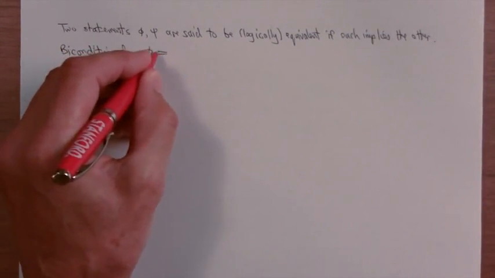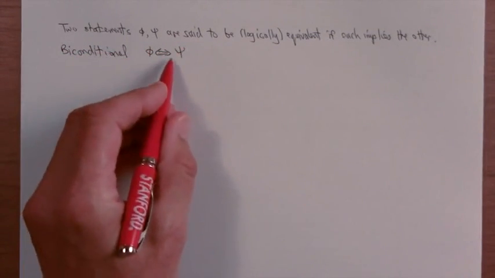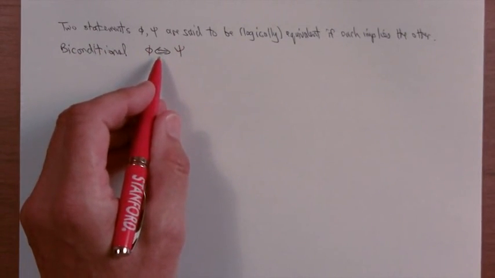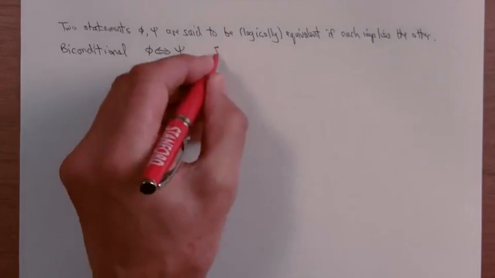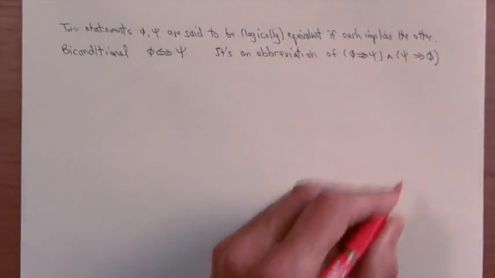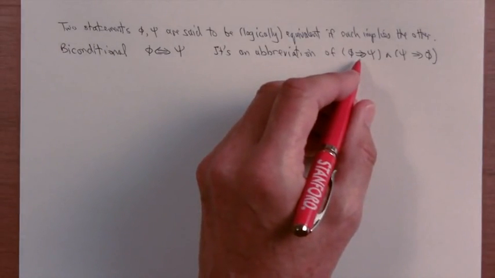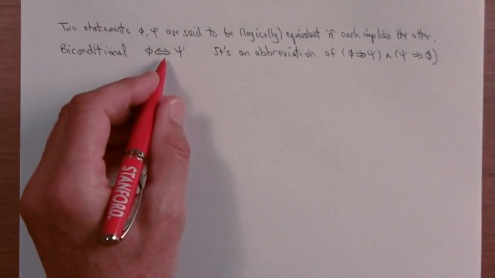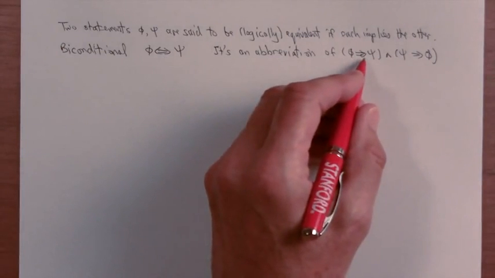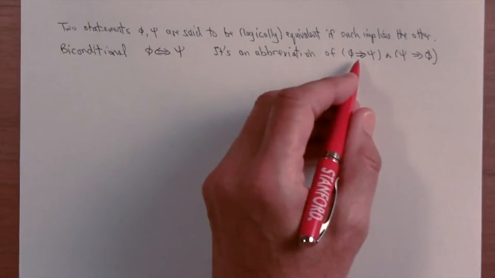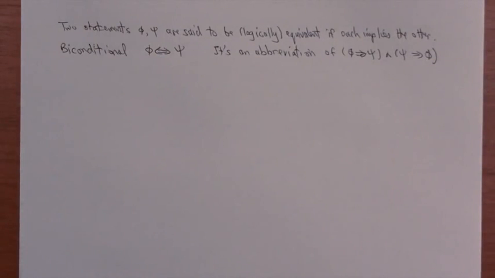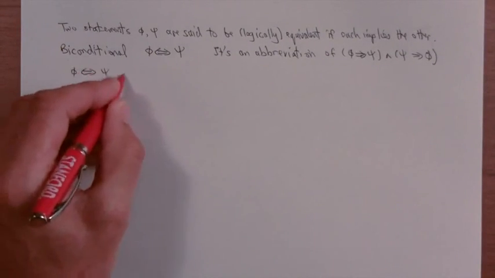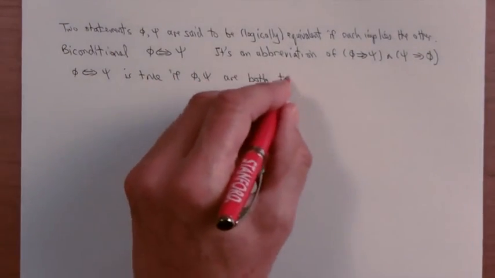The biconditional of phi and psi is denoted by means of a double-headed arrow like this. And formally, the biconditional is an abbreviation of phi conditional psi and psi conditional phi. Since the conditional is defined in terms of truth values, it follows that the biconditional is defined in terms of truth values. If you work out the truth table for phi conditional psi and for psi conditional phi, and then you work out the conjunction, you'll get the truth table for phi biconditional psi. And if you do that, what you will find is that phi biconditional psi is true if phi and psi are both true, or if they're both false.